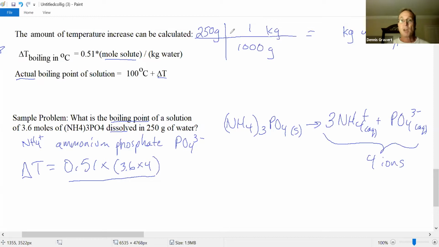Okay. All right, so then do the math. The grams are canceling out. It's going to give us kilograms. So 250 divided by 1,000. If you get your calculator out, you'll find it's 0.250 kilograms. And that goes on the bottom. How many kilograms of water? 0.250.